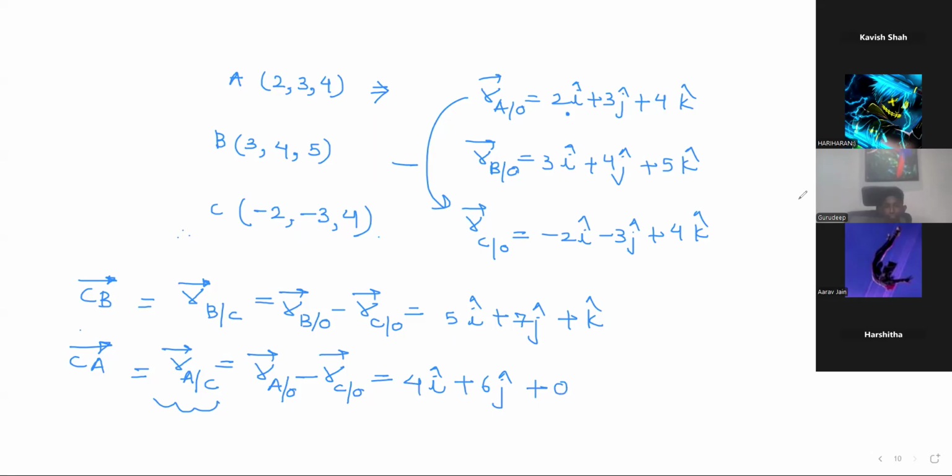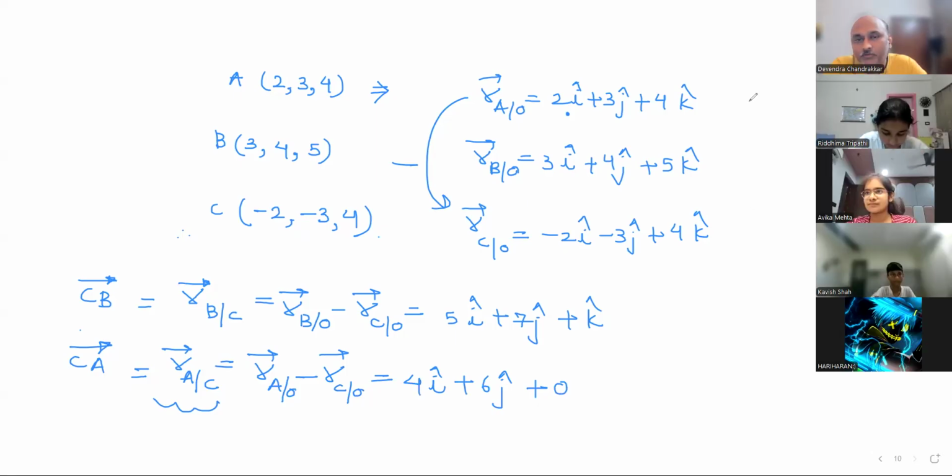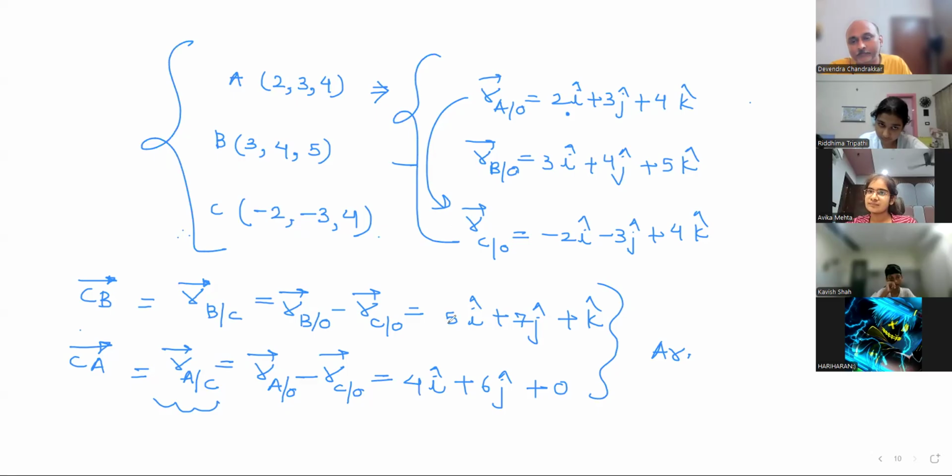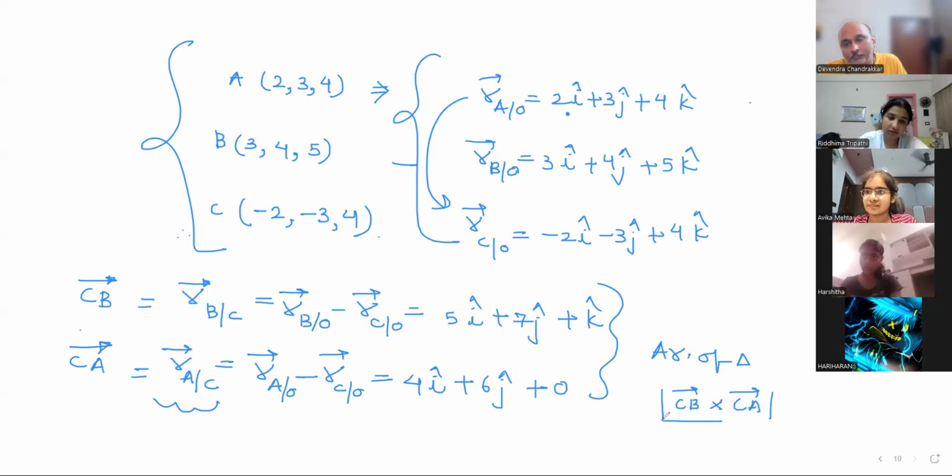Kavish Shah, why have you switched off your camera? Gurudeep, Arav Jain, Harshita, and Hariharan. Understood how to write this? Yes, sir, understood. Now, if I ask you to find the area of triangle made by these three points, can you find it now? Area of triangle will be half of CB vector cross CA vector. देखो, समझ आया नहीं आया? ऐसे कर सकते हो, ठीक है?